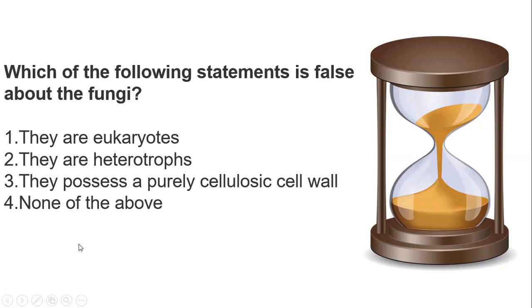Which of the following statements is false about fungi? They are eukaryotes, they are heterotrophs, they possess a purely cellulosic cell wall, none of the above. Which of the following statements is false about fungi?